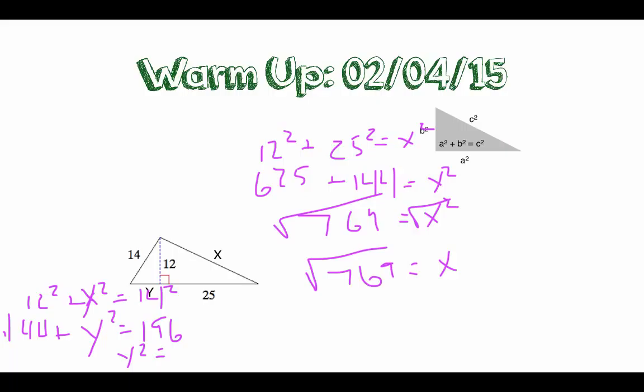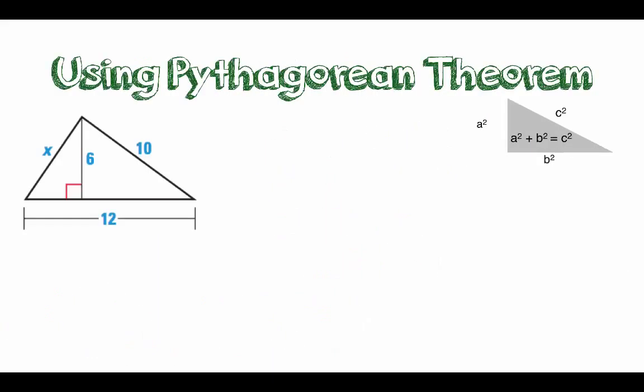52. And we could simplify that out in a way and see if anything comes out. But again, I'll let you guys do that on your own. We'll leave that as 52, square root of 52. That's how you would solve something like that.